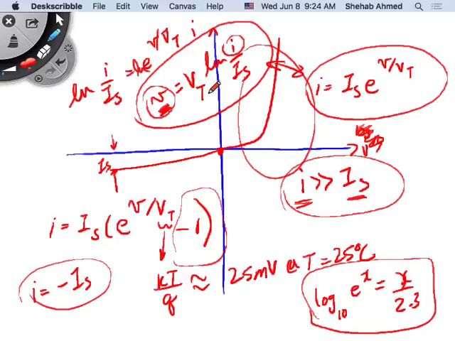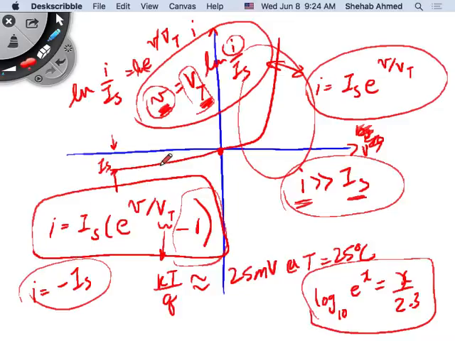Vt is here. Isn't there an n also? No. This is what we discussed yesterday. This was the current here from the forward and the reverse. All I'm saying is that if I'm in the forward region, I don't really care about this, so I can drop this minus 1 from this equation. If I drop this minus 1, I end up with this equation. I can take the natural log on both sides, simplify, and rewrite in this fashion.